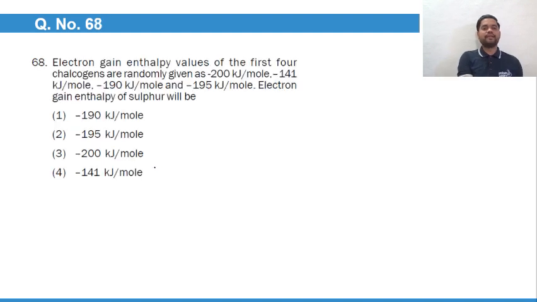Okay. 68. Electron gain enthalpy values for the first 4 chalcogens. Okay, chalcogens, that means the oxygen family, are randomly given as this.